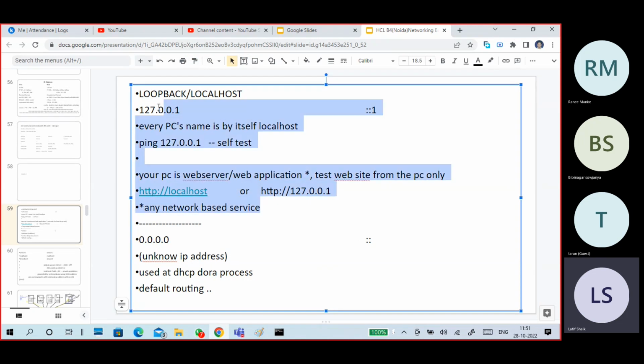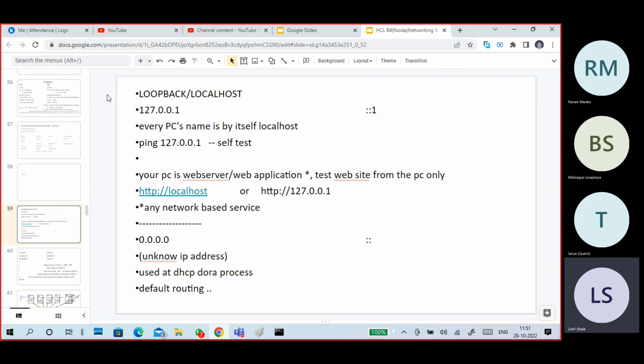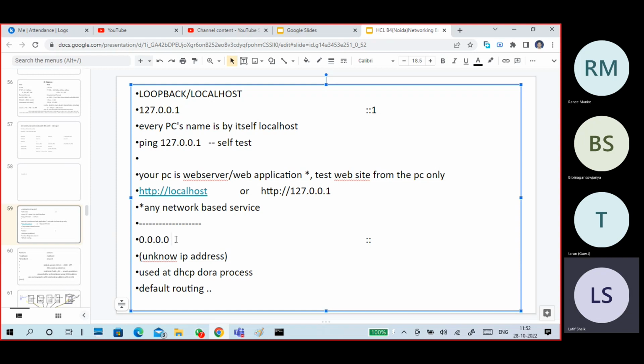Guys, understand this point, 127.0.0.1. There are certain special IP addresses, like 0.0.0.0. This is the first IPv4 address, right? This is also called the unknown IP. It is a reserved IP address used in the DHCP process, default routing, and so on. Generally in communication, we don't use 0.0.0.0 for direct communication, like pinging. This is represented in IPv6 as ::.